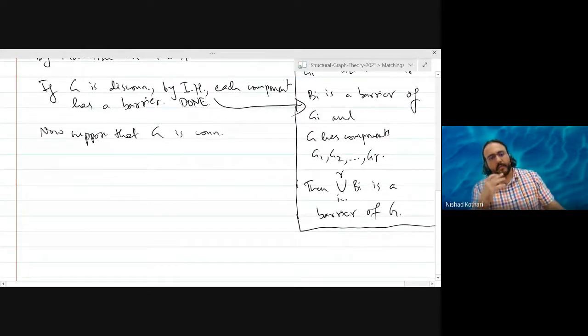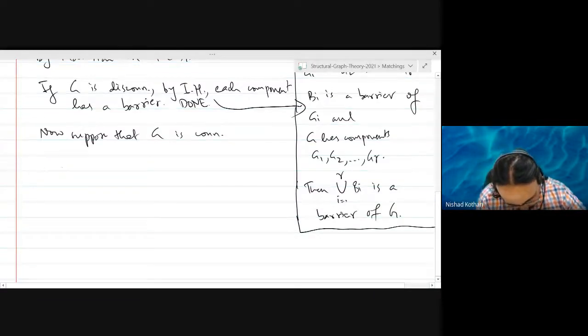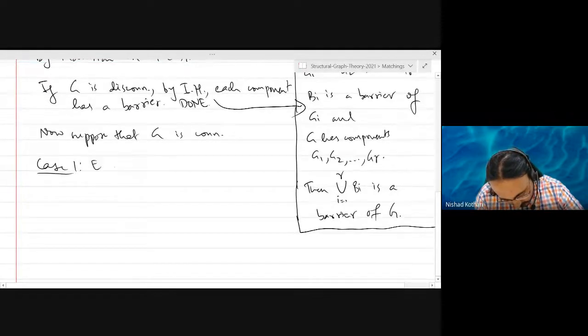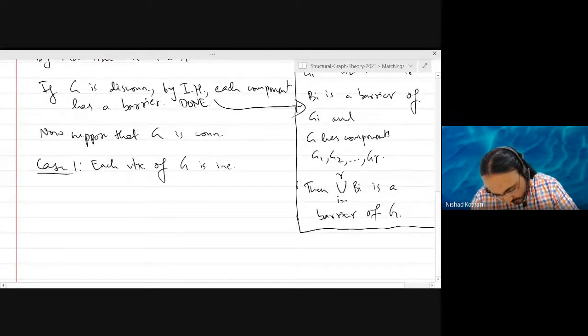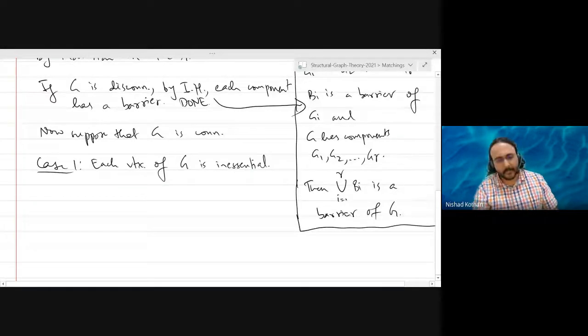All right. So now we are going to break this into two cases. The easy case is when, well, it's not actually the easy case, it's a difficult case, but we have already done the hard work. So if the graph has any essential vertex, then that's going to be our induction step. So let's suppose each vertex of G is inessential. So you have a connected graph, every vertex is inessential.